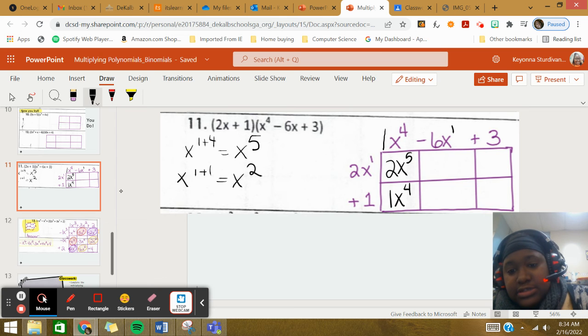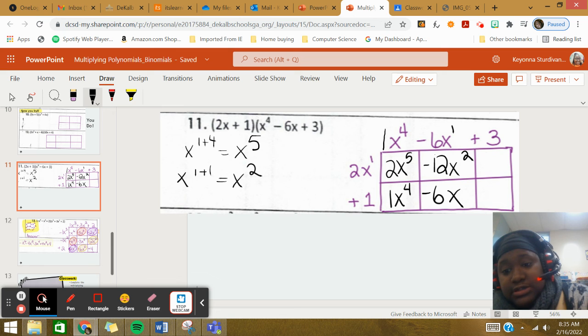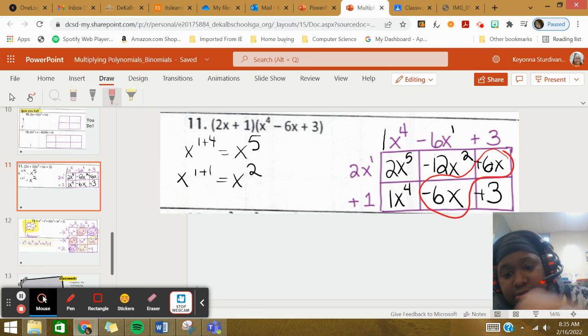2 times the negative 6 is going to give me a negative 12x. And then to the first plus to the first, this will be to the second. 1 times the negative 6 is going to give me a negative 6x. We have 2 times 3, which will give me plus 6x. And then finally, 1 times 3 will be plus 3. So from here, again, we need to combine our like terms. So we have x's here. And that's pretty much it.